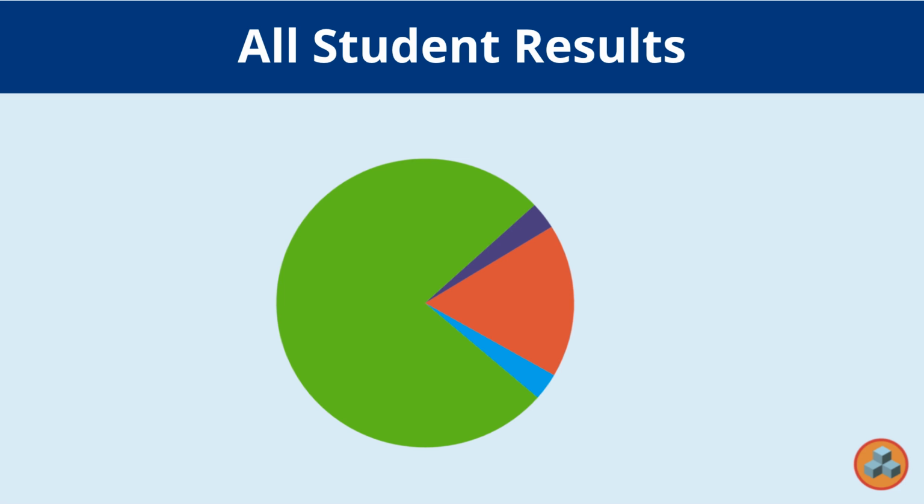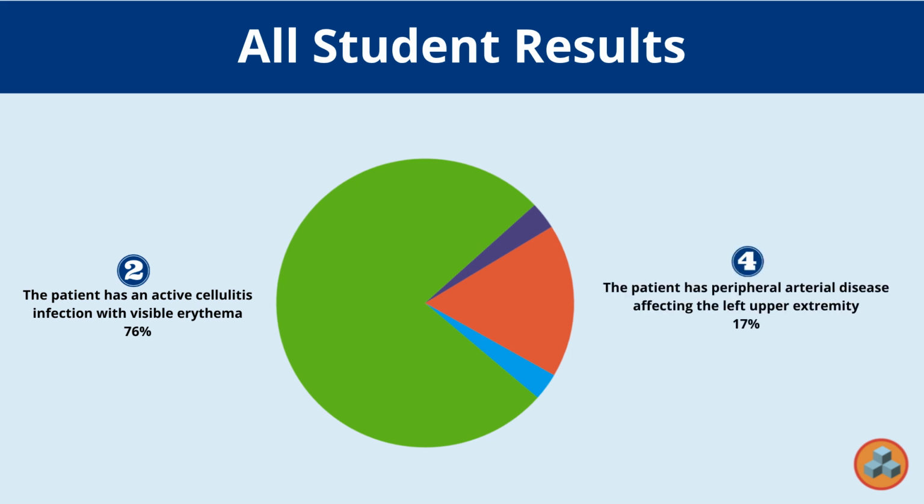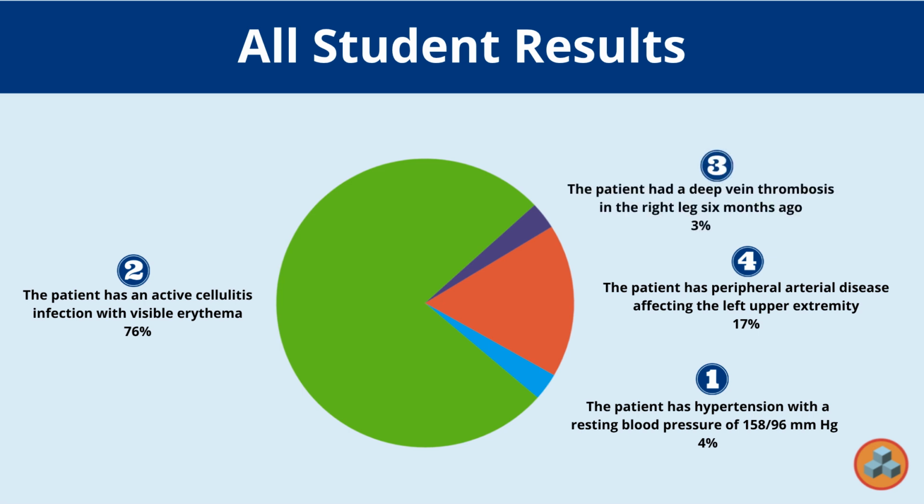Let's explore the all-student data. 76% of students selected option 2. The patient has an active cellulitis infection with visible erythema, the correct response. 17% of students selected option 4. The patient has peripheral arterial disease affecting the left upper extremity. 4% of students selected option 1. The patient has hypertension with a resting blood pressure of 158 over 96 millimeters of mercury. 3% of students selected option 3. The patient had a deep vein thrombosis in the right leg 6 months ago.